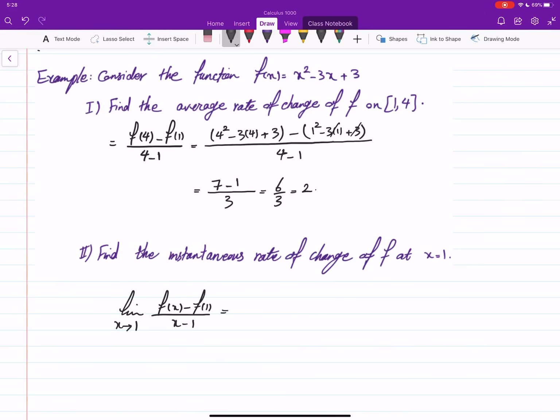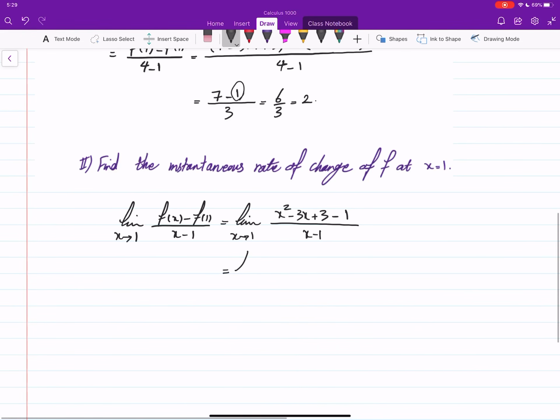Let's see, what does this mean? Here, x goes to 1. What is f of x? Well, f of x is what we have there, minus f of 1. Actually, we computed it was 1. Yes, here. So that's minus f of 1, over x minus 1. Let me just simplify. Just the limit as x goes to 1 of (x squared minus 3x plus 2) over (x minus 1).